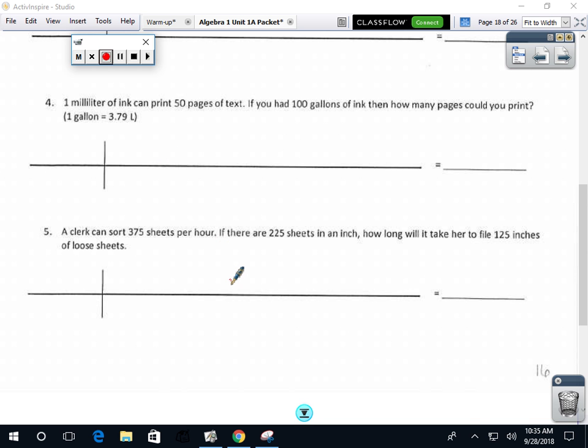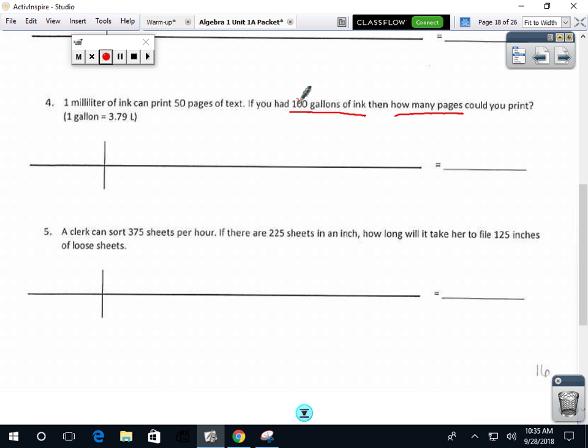Okay, number 4. 1 milliliter of ink can print 50 pages of text. If you had 100 gallons of ink, then how many pages could you print? Okay, so here's the scenario. We've got 100 gallons of ink, and we want to see how many pages we can print, and we know that 1 milliliter of ink can print 50 pages at a time. Okay, so 1 milliliter of ink will print out 50 pages, but we have 100 gallons.